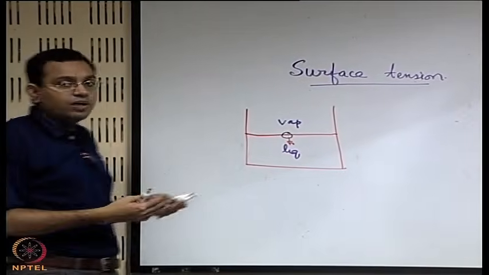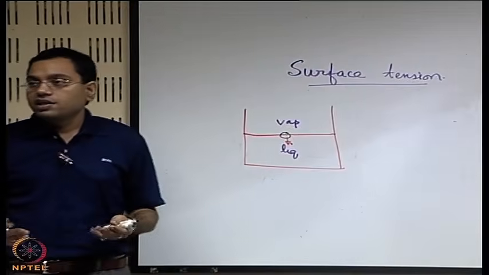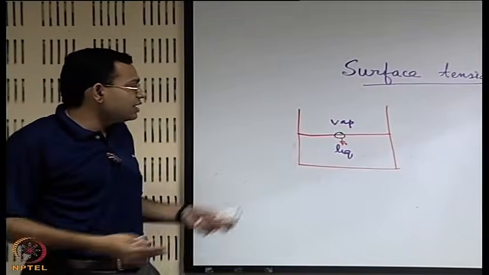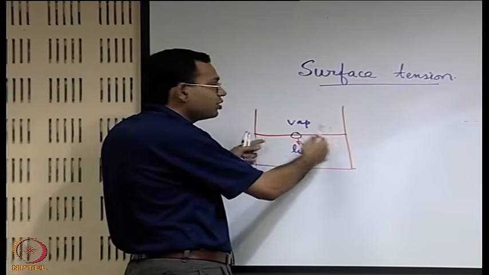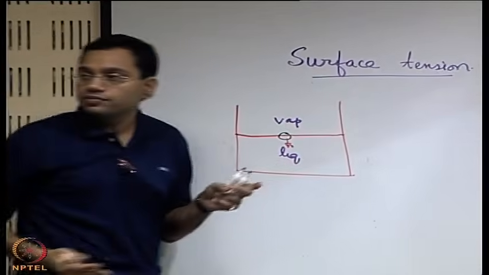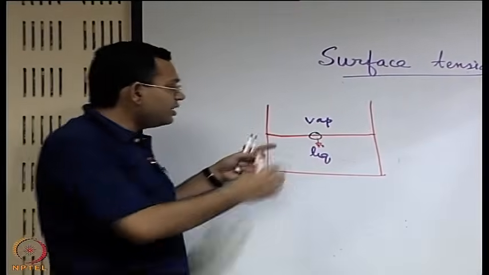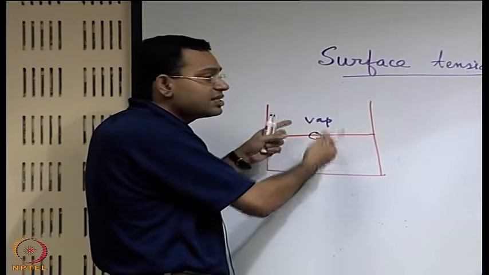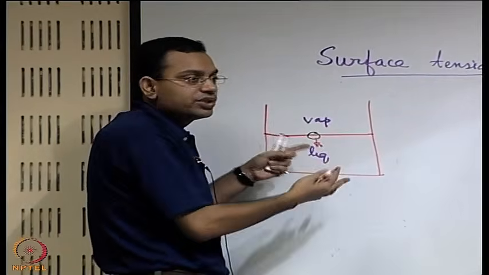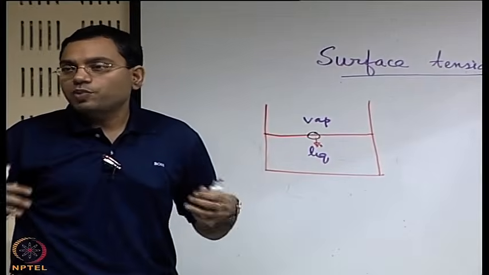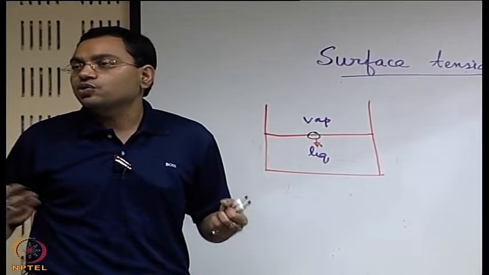And whenever you have a surface energy, this surface energy is also manifested in the form of a force, because it appears that the molecules here are in a sort of state of tension. So when they are in a state of tension, because of this net pulling and pushing, that particular force which is responsible for keeping it in tension is also known as surface tension.